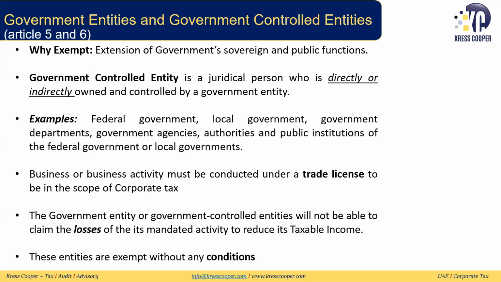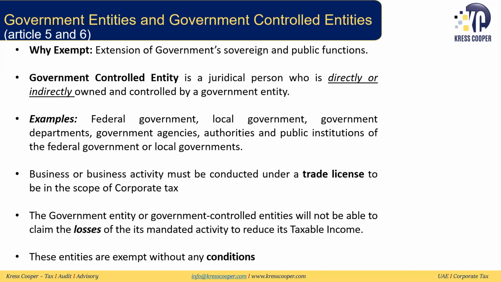Now, a government controlled entity is a juridical person who is directly or indirectly owned and controlled by a government entity. Who are government entities? Well, government entities are like federal government, local government, government departments, government agencies, authorities, and public institutions of the federal government or the local government.